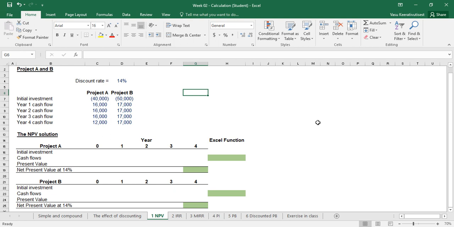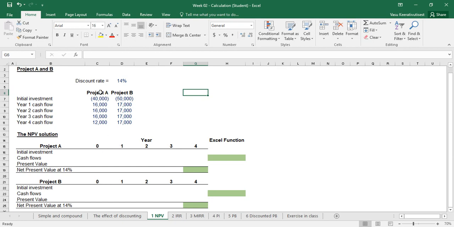Welcome to this video. In this video I will show you how to use Excel to calculate financial returns for an investment project. You can see that I separate them into NPV calculation, IRR calculation, MIRR calculation, and profitability index, payback period and discounted payback period. So let's see how we can use Excel to help us make these calculations easier.